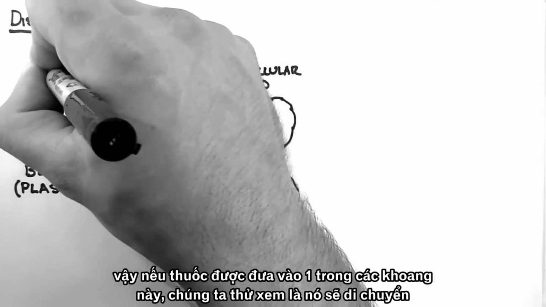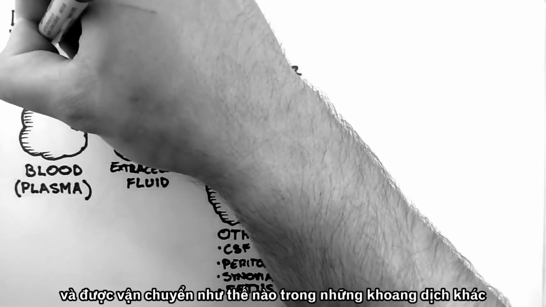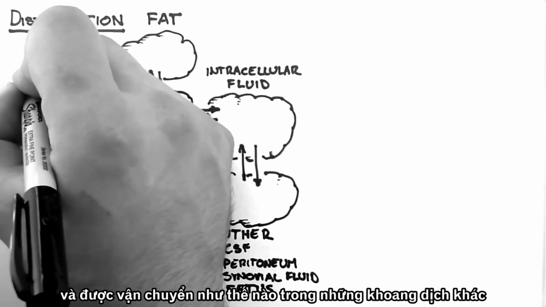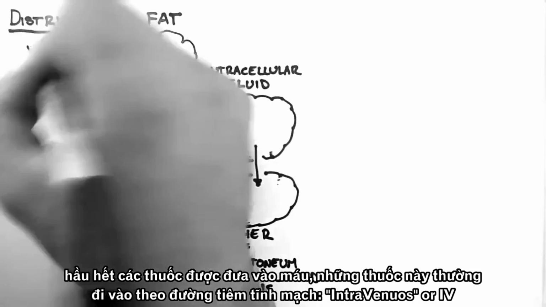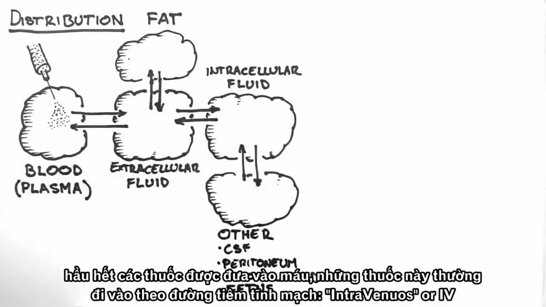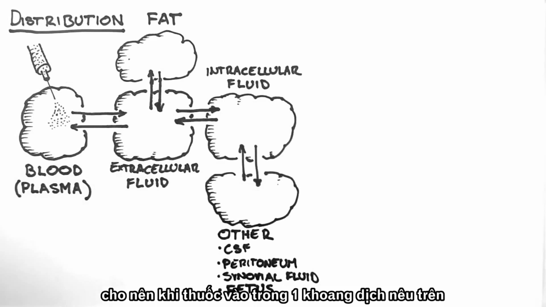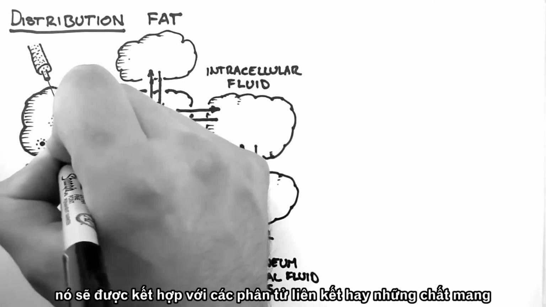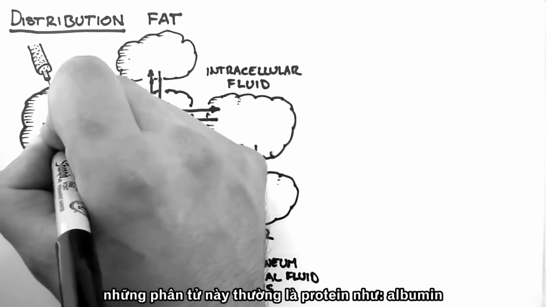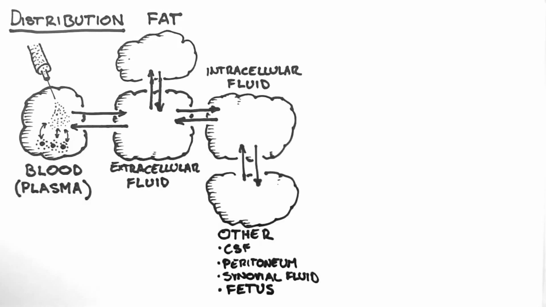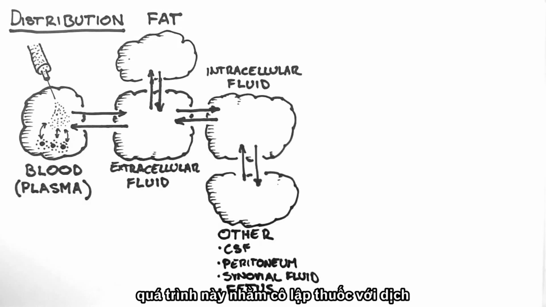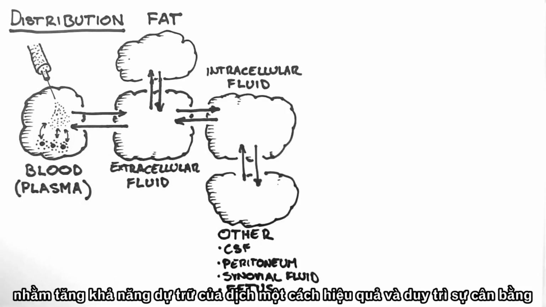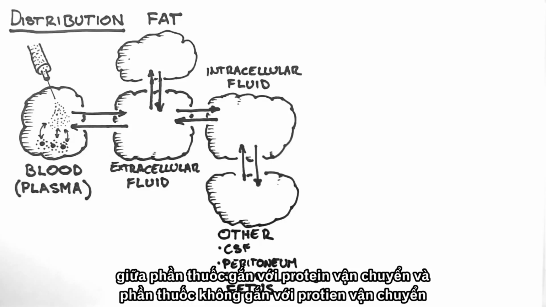So if a drug is placed into one of the compartments, we can see how it might move and distribute into other compartments. Often drugs are placed into the blood. These are drugs which are given intravenously. So when a drug is placed into a compartment, it often associates with binding molecules. These binding molecules are often proteins such as albumin. This process sequesters the drug within the compartment, effectively increasing that compartment's storage capacity. And there is an equilibrium maintained between the bound drug and the unbound drug.